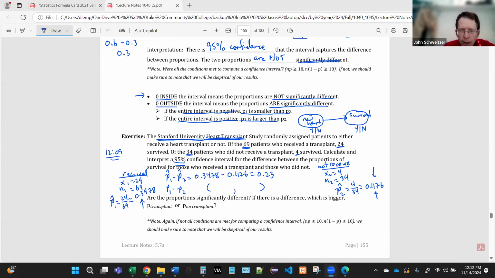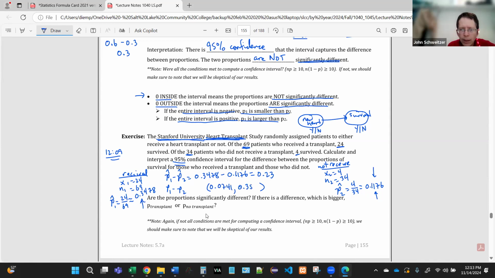Great. Brock and Shoshana have the correct interval here: 0.0741, and then we're going up to 0.3862. Good. So 0 is not in that interval. So 0 is not a plausible value for the difference between the 2 parameters.